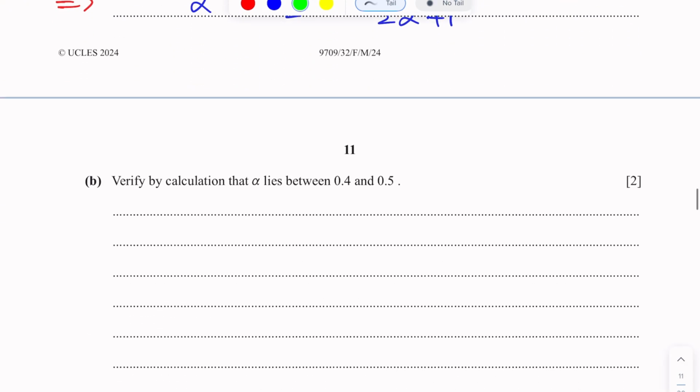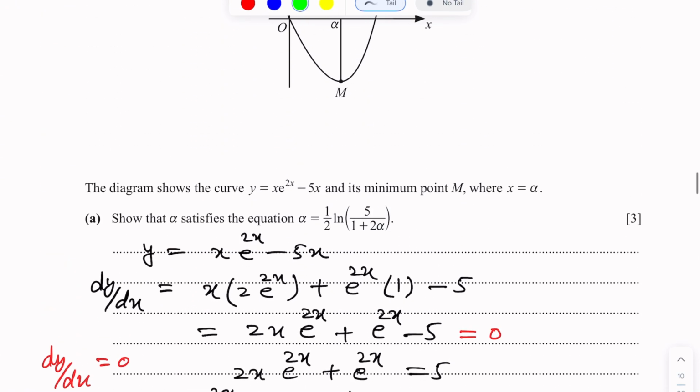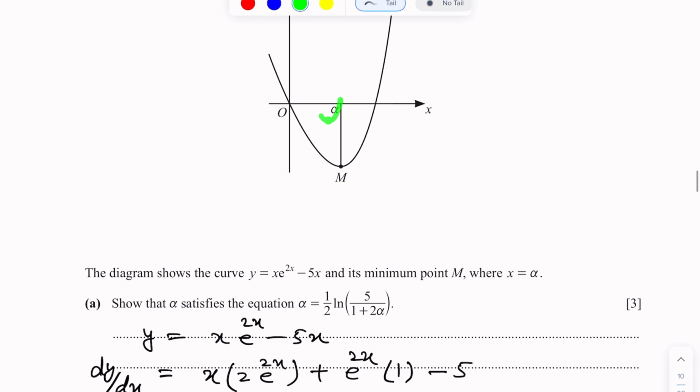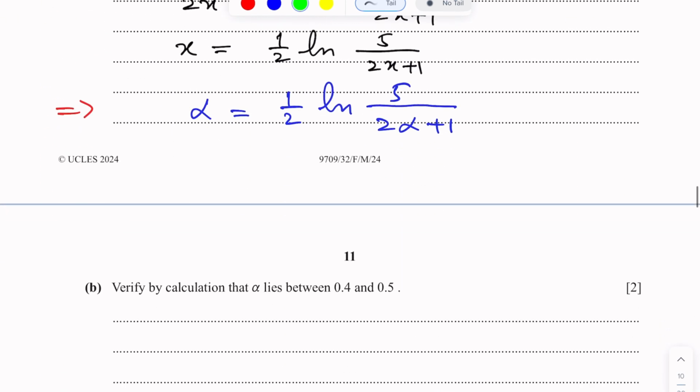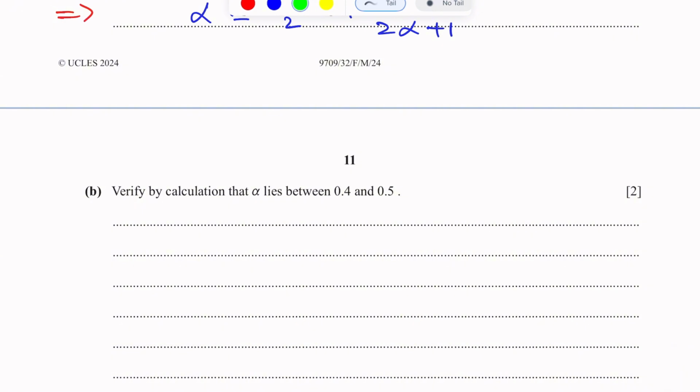Now move to the next part of this question. Verify by calculation that alpha lies between 0.4 and 0.5. We have to show that alpha lies between 0.4 and 0.5. Here we will use the sign change rule. First of all, we will make a single function of this.